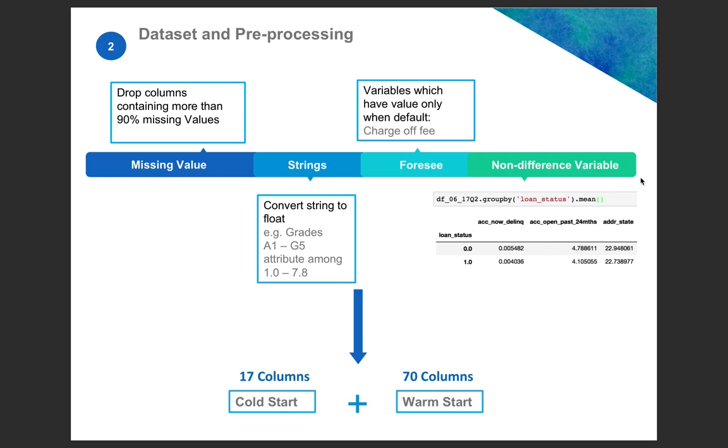So we split our dataset into two parts. One part contains 17 columns. It contains the basic borrower information and the loan information. Another dataset contains 70 columns. It contains all the loan history information and the loan status information.